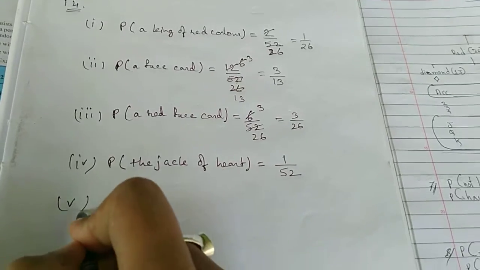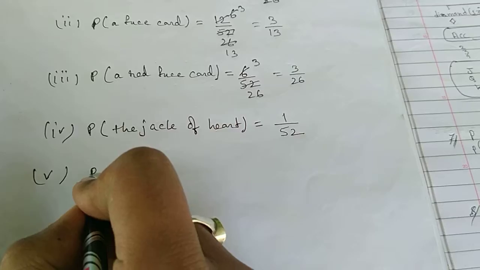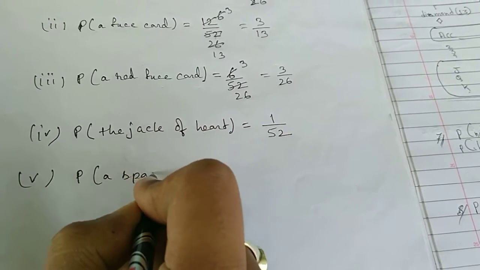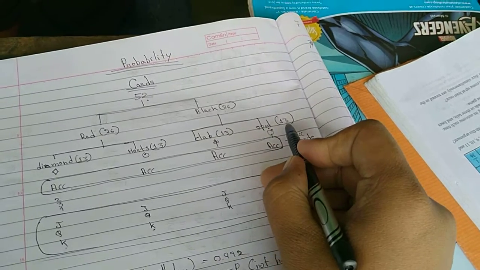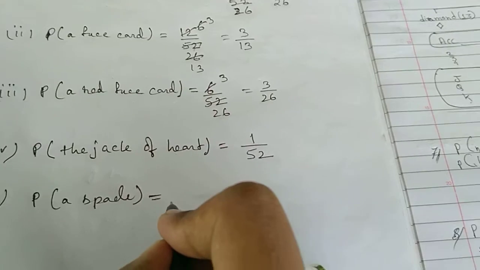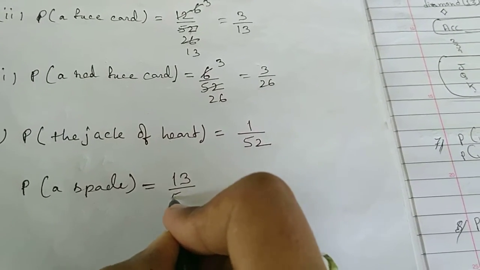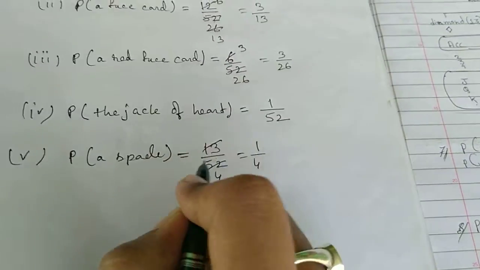Number 5th part, a spade. Probability of a spade. So what we have is spade. How many? 13. All these are spades. So 13 we have. That means 13 by 52. Divide by 13, so 1 by 4 is the answer.